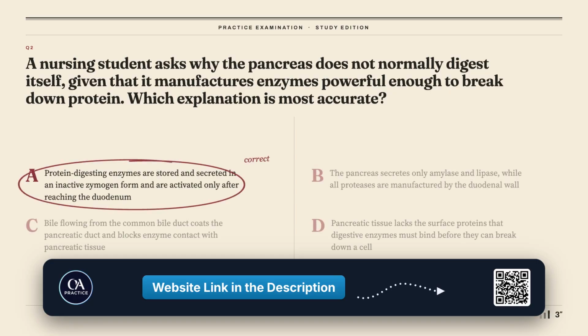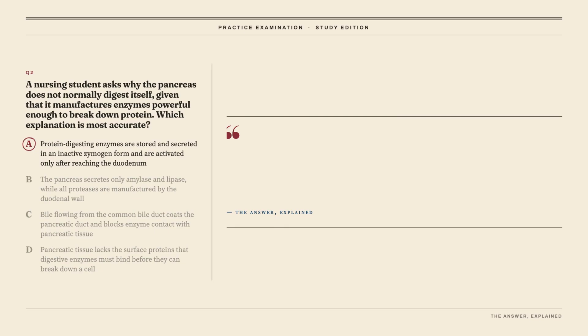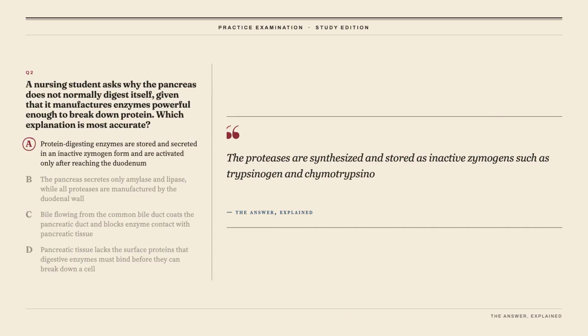The correct answer is A. Protein digesting enzymes are stored and secreted in an inactive zymogen form and are activated only after reaching the duodenum. A is correct because the proteases are synthesized and stored as inactive zymogens such as trypsinogen and chymotrypsinogen. Activation is deliberately postponed until the enzymes reach the duodenum, where enterokinase converts trypsinogen to trypsin.